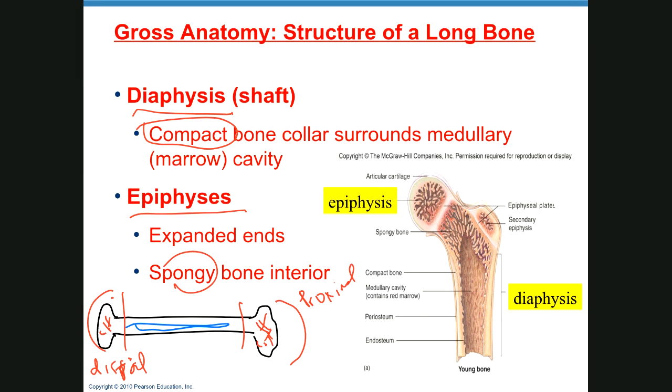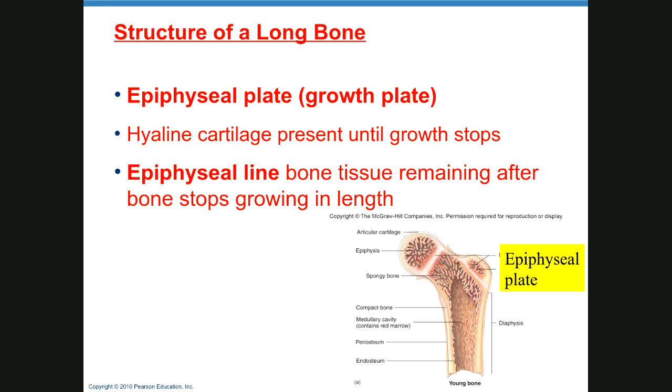And if the bone is still growing, the epiphyseal plate or growth plate would be at the epiphysis. If the bone has finished growing, then there will be an epiphyseal line, just a growth line. So the epiphyseal plate is found in bones that are still growing, like this one right here. The epiphyseal plate is made of hyaline cartilage, which will be replaced with bone tissue and an epiphyseal line once the bone finishes growing.